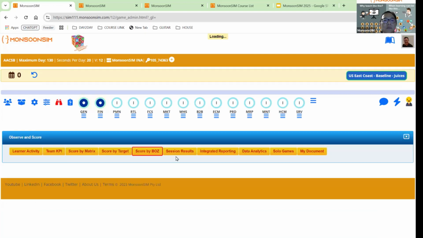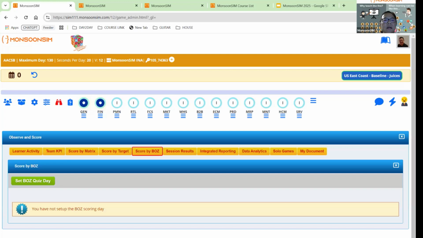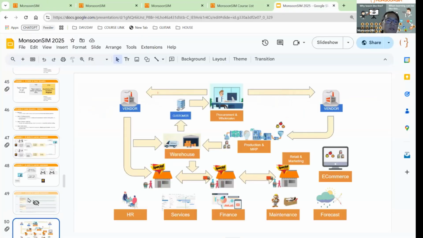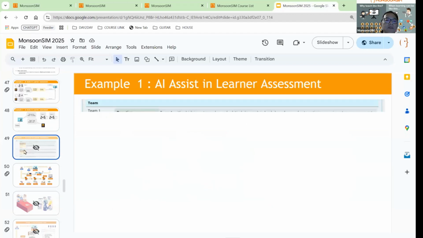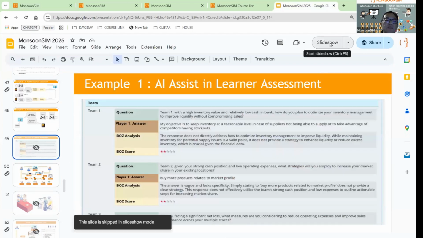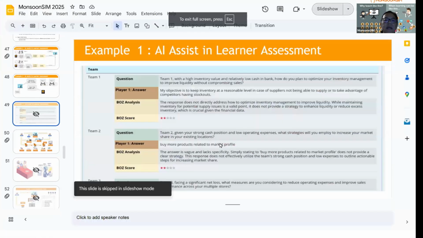So here's the score by boss. That's already being reset, so I don't have the data. But otherwise, I would have kept the data, and the data would be something like this. Let me quickly show you. So this is the data.